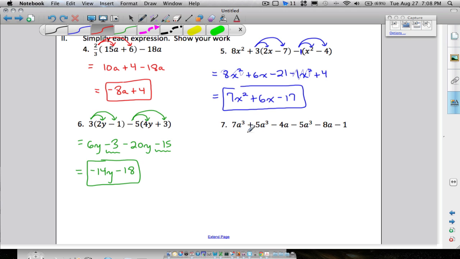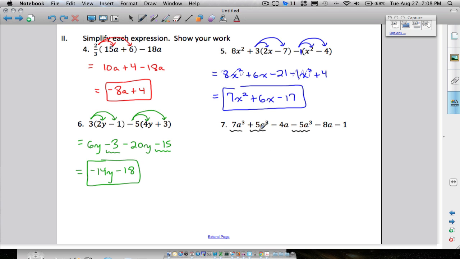And then the last one here, no parentheses, so we don't have to distribute anything. However, we have several like terms to combine. 7a cubed plus 5a cubed, those are like terms. So 7a cubed plus 5a cubed is 12a cubed. But then we come back and subtract 5a cubed there.